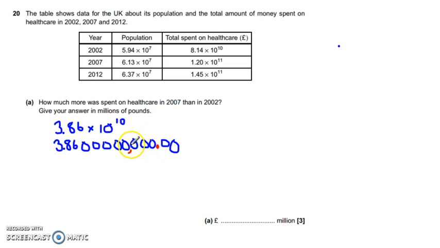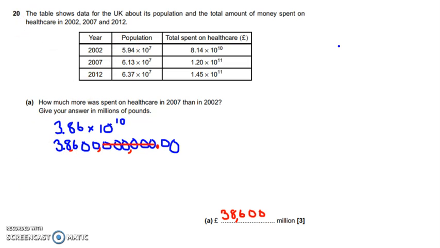So I'm going to go back, so that's 3 zeros, put a comma in. That's another 3 zeros, put a comma in. Okay, 3 digits, put a comma in. So actually what this is, is 38,600 million pounds. Now because we want it in millions, we can just forget about these 6 zeros, because we've got the word million written for us, so that's replacing the 6 zeros. And we can just write 38,600 million. Okay, so that's part A done.